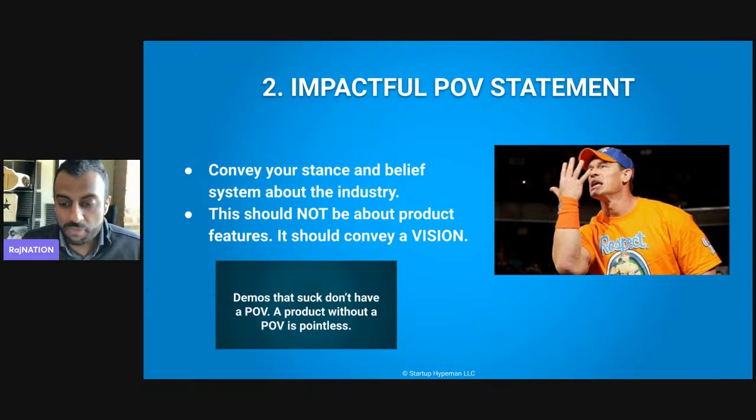So what you need to do up front to set the right foundation for your conversation is use this point of view statement as a way to convey your company's stance and belief system about the industry. And I want to be clear, this should not be something that is about your product or your product features. It should be something that is higher level than that. It should convey a vision.